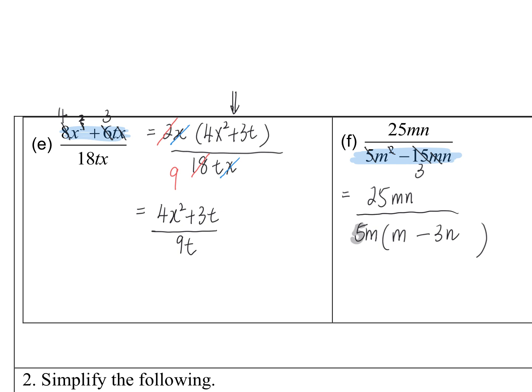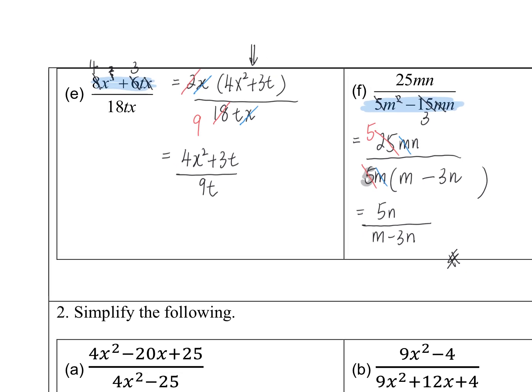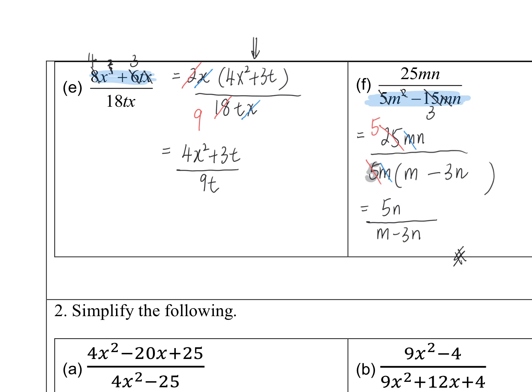Whoever is outside, I can simplify now. So let me cancel the 5, 5n. And then I cancel the m. So in the numerator is 5n. Denominator is m minus 3n now. Don't need the bracket anymore because there's nobody outside. Someone's outside. Okay? Oh my god. So group and then divide. Correct.